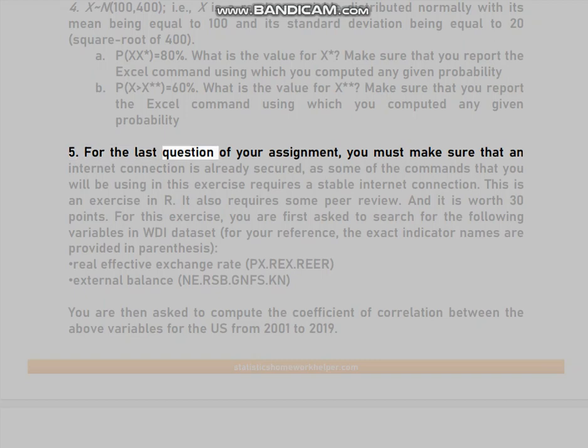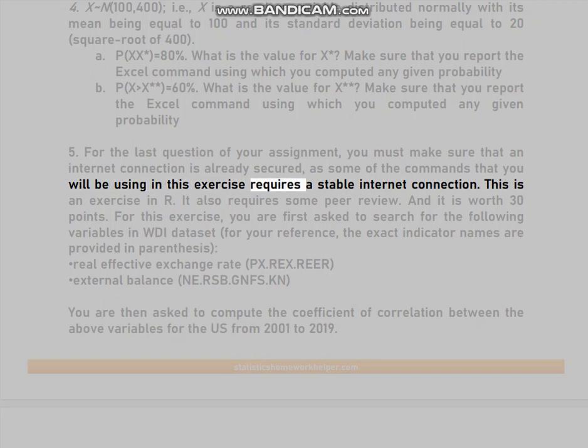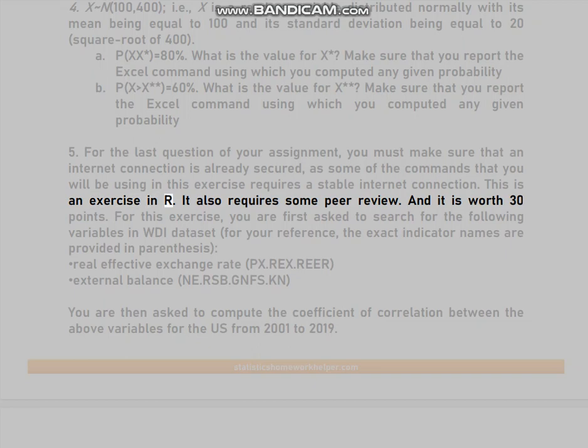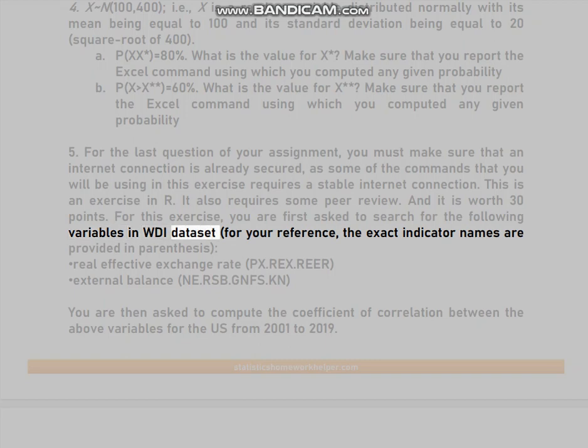5. For the last question of your assignment, you must make sure that an internet connection is already secured, as some of the commands that you will be using in this exercise require a stable internet connection. This is an exercise in R. It also requires some peer review. And it is worth 30 points. For this exercise, you are first asked to search for the following variables in the WDI dataset. For your reference, the exact indicator names are provided in parentheses.